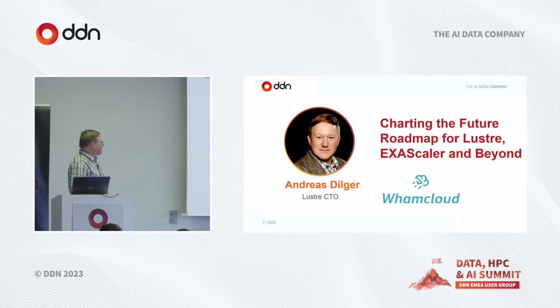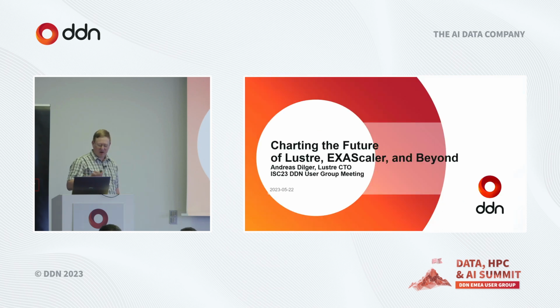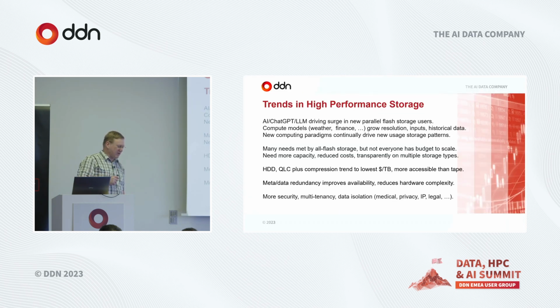So today I'm talking about where we're going with Lustre in terms of some features, and James has already talked about compression, which is something that's already well underway and will be coming in the upcoming ISC23 release. But everybody here is familiar with AI, ChatGPT, large language models. There's a huge increase in demand in terms of capacity, IOPS, growing resolution.